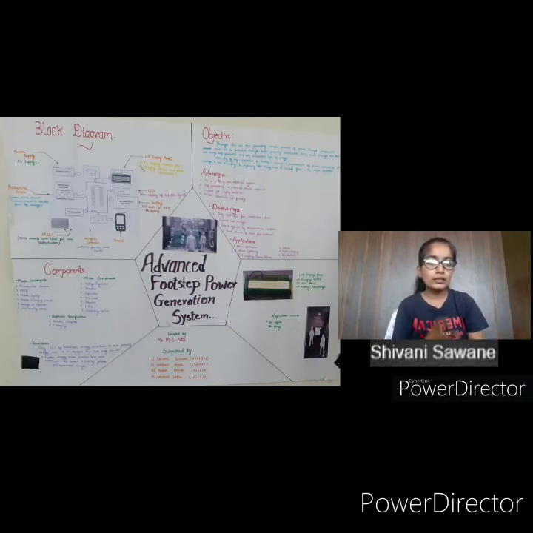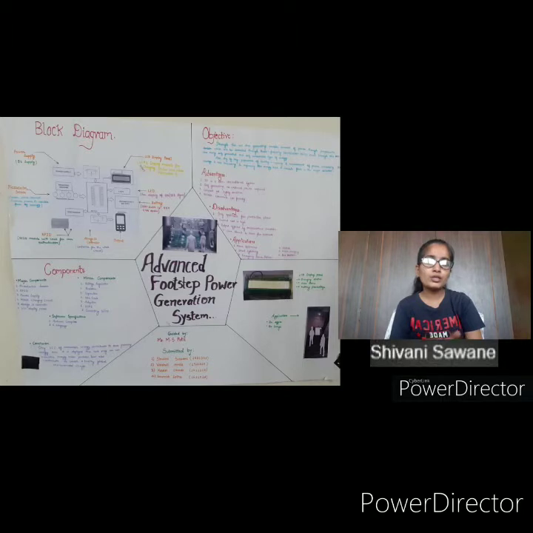Actually, here is the chart where we see the block diagram, also the components, the major and minor components we use, the software we used, the main objective of this project, its application, then its advantages, disadvantages.